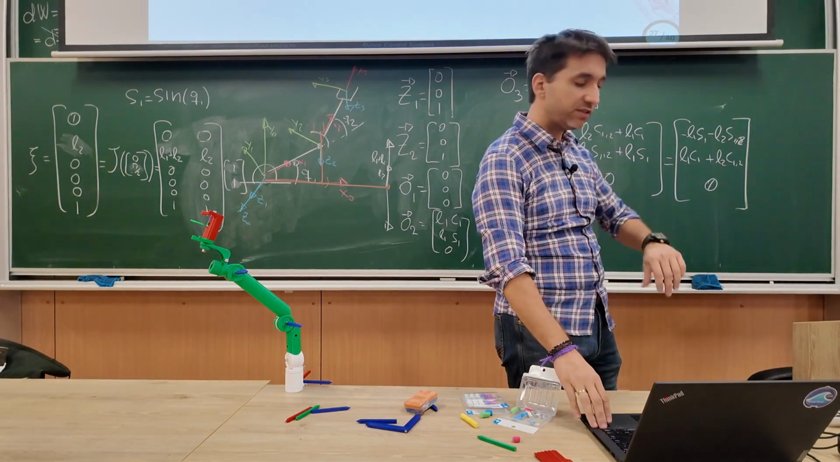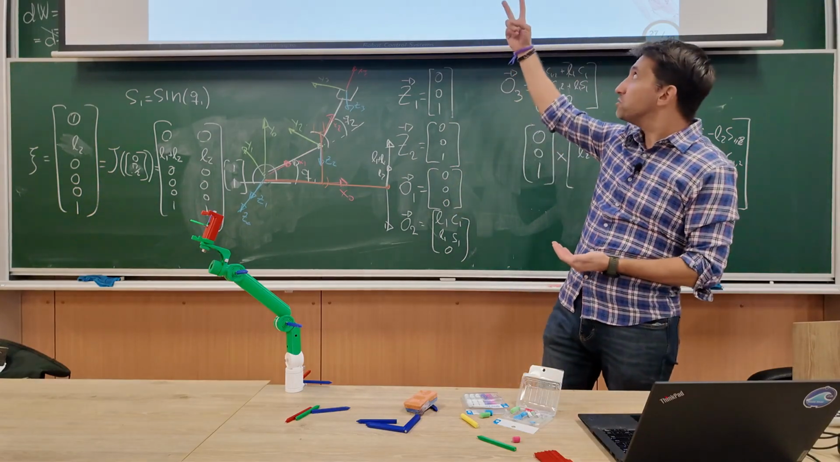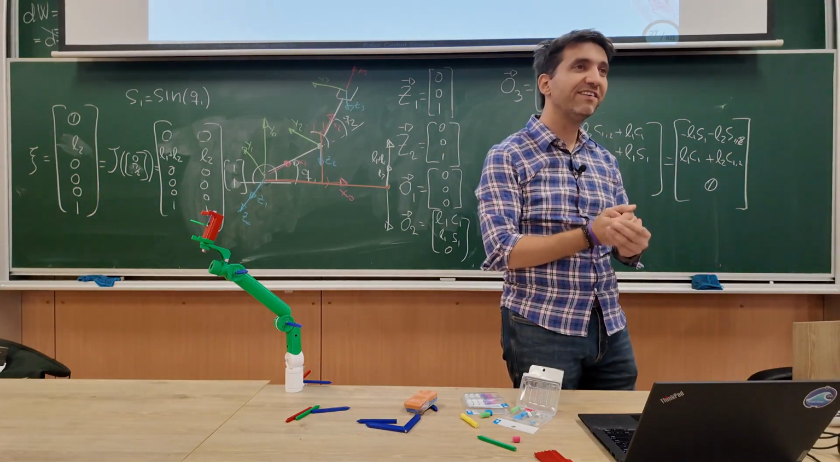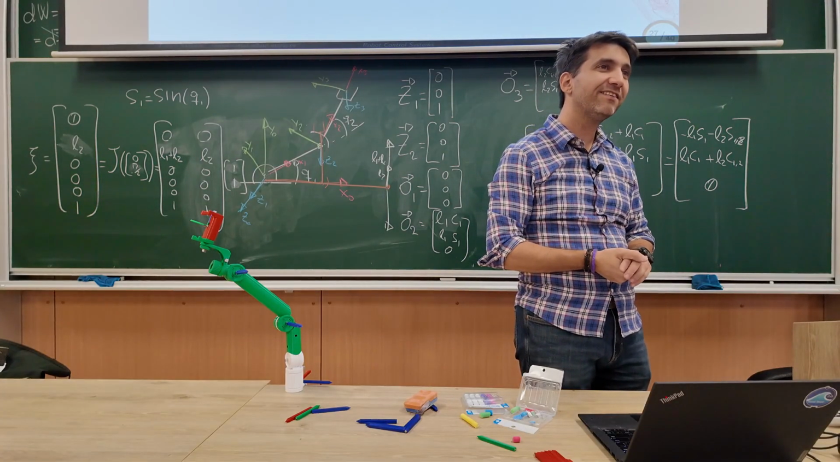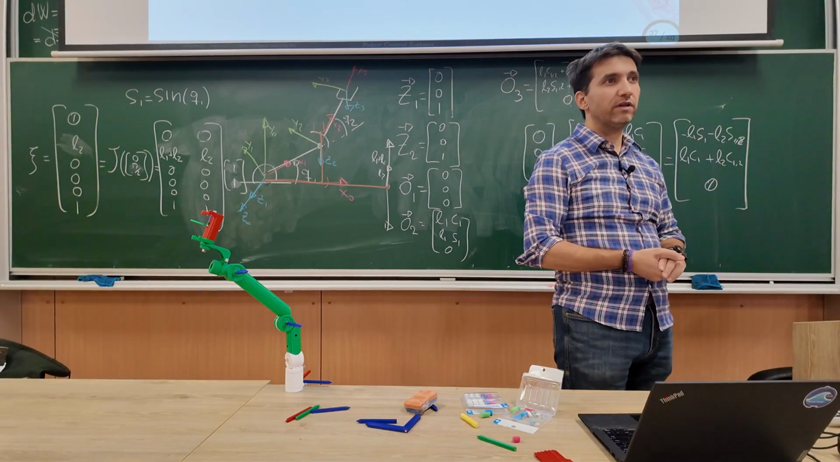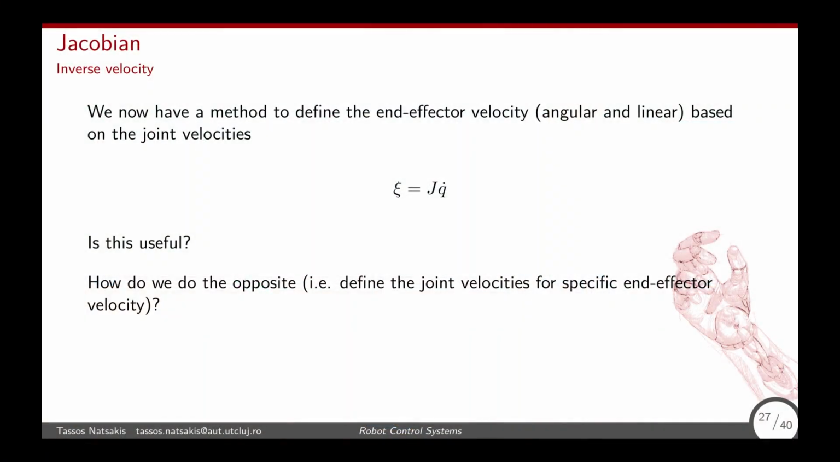I'll proceed since we don't have too much time. But basically, I can take this equation that I have there and invert it. You can multiply with the inverse of the Jacobian, yes, from the left side, right? Great. So that's the idea. We can invert this by multiplying with the inverse of the Jacobian from the left, right?